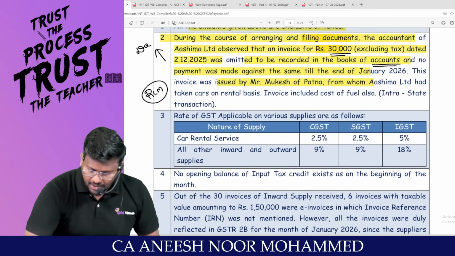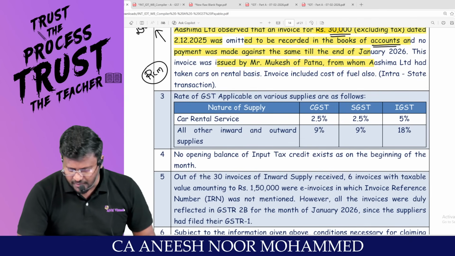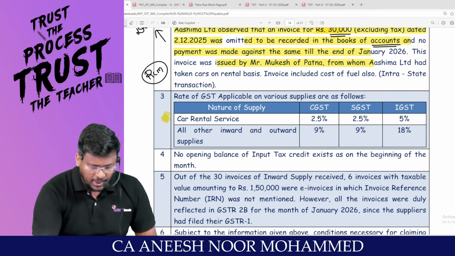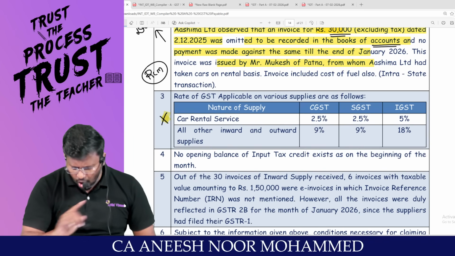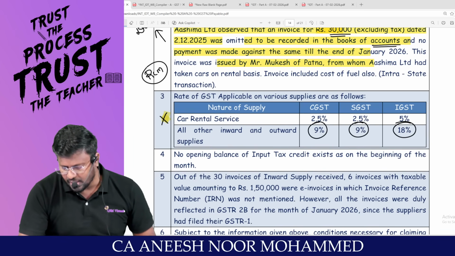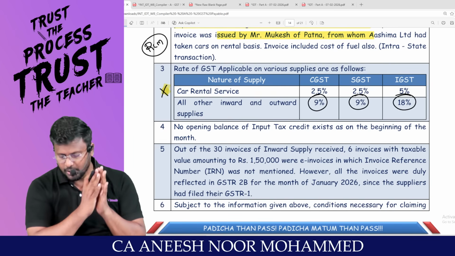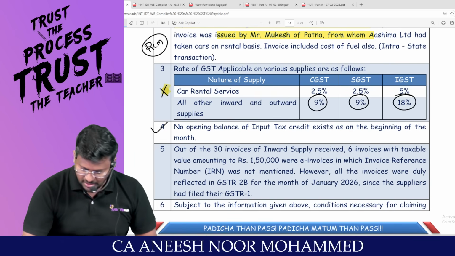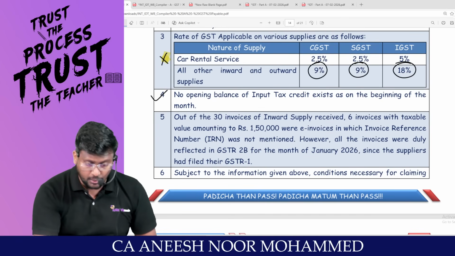Rate of GST applicable on various supplies: car rental services 2.5, 2.5. Put it in the dustbin, just now we have taken care. For all other inward and outward supplies there is only one single rate, 9, 9 and 18. No opening balance of input tax credit existed on the balance sheet of the previous month. Thank you. Out of 30 invoices.